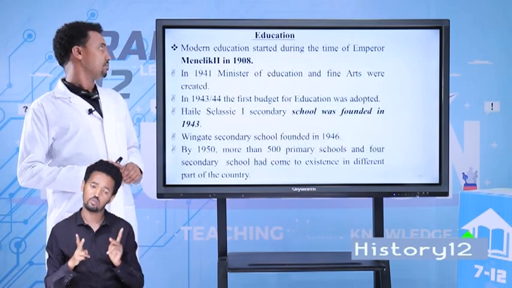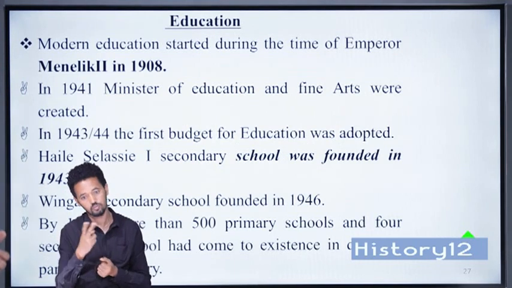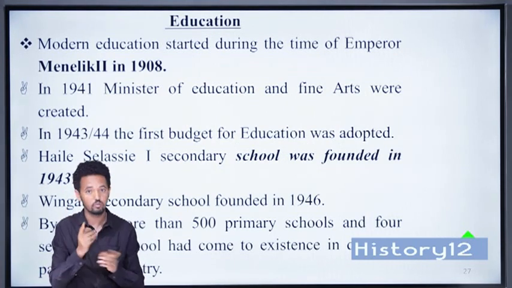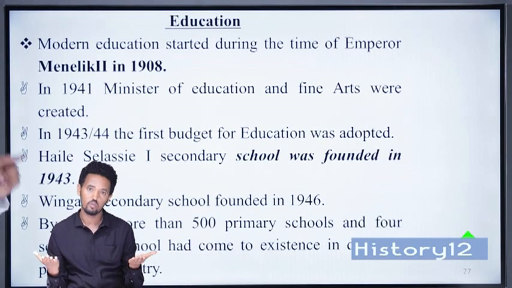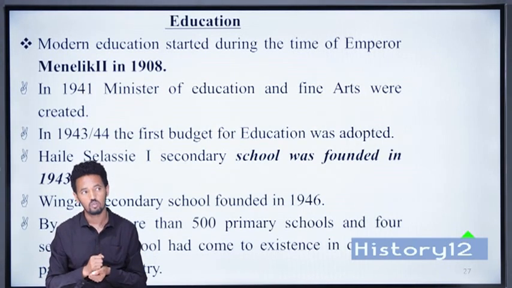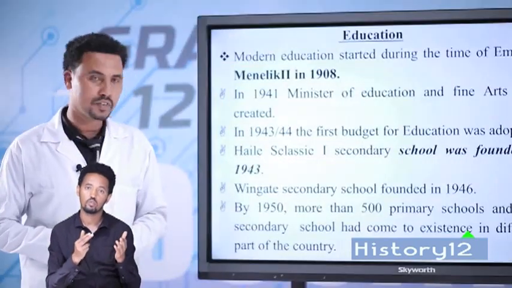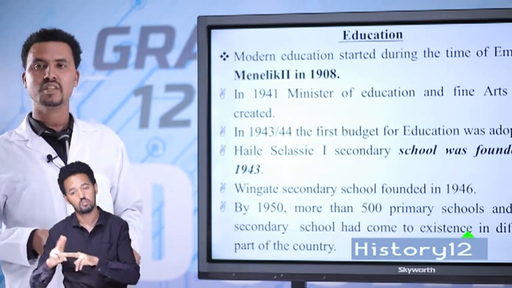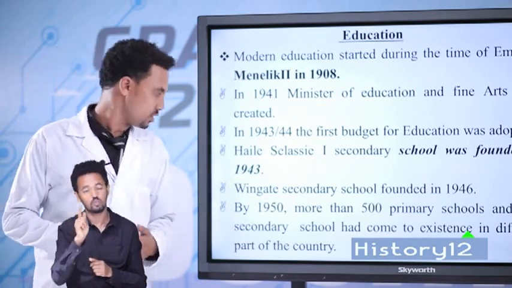The other one, education. Modern education in Ethiopian history started during the reign of Emperor Minilik. But in 1941, the Ministry of Education and Fine Art was created. In 1943 and 44, the first budget for education was adopted. Haile Selassie First Secondary School was founded in 1943. Wingate Secondary School was founded in 1946.